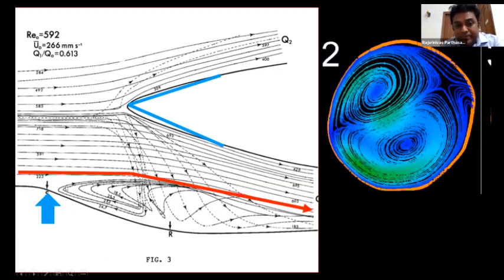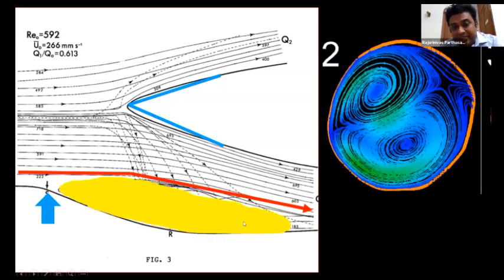Rather, there is a space between the direction of this jet and the wall of the artery, which I have represented by this yellow area. So now this acts as a dead space. So there has to be flow into this space from somewhere else. And where does this flow come from?